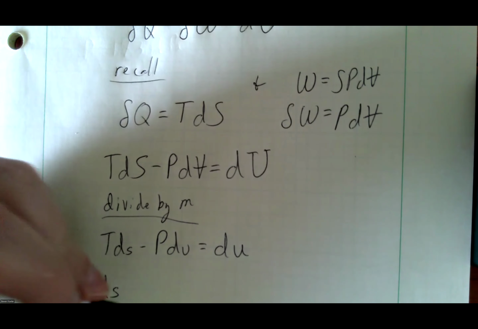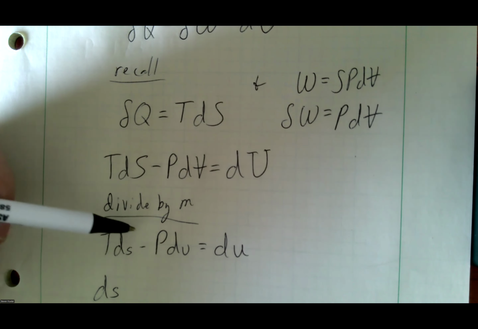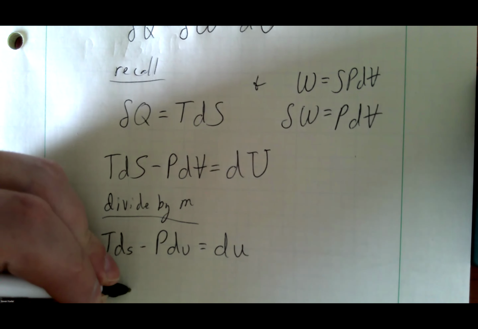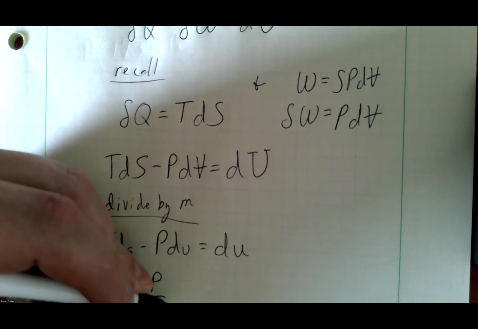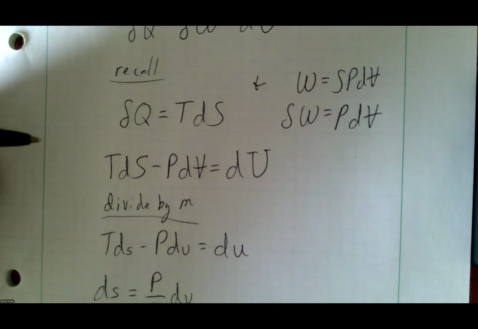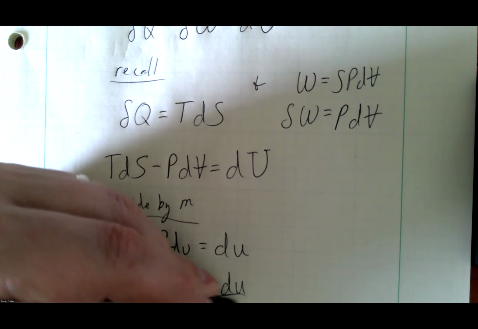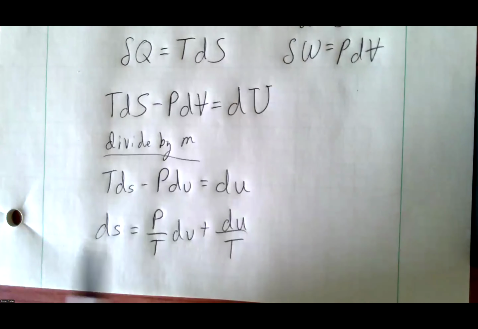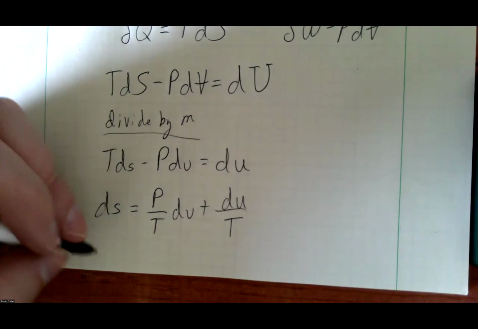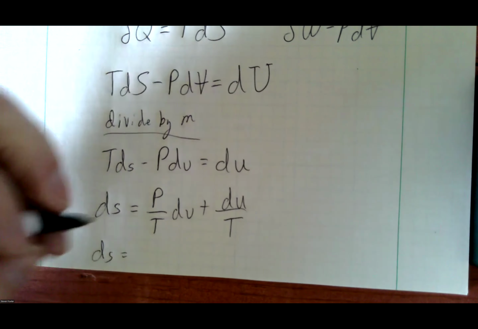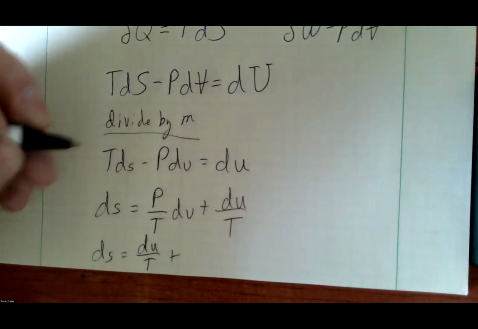So if I solve for ds, I'm going to move PdV to the other side of the equation, then divide everything by temperature. So this becomes P over T dV plus du over T. And normally I would write the du over T first and the PdV second, which I'm just going to do. A bit overkill, but this is normally how we would present it.